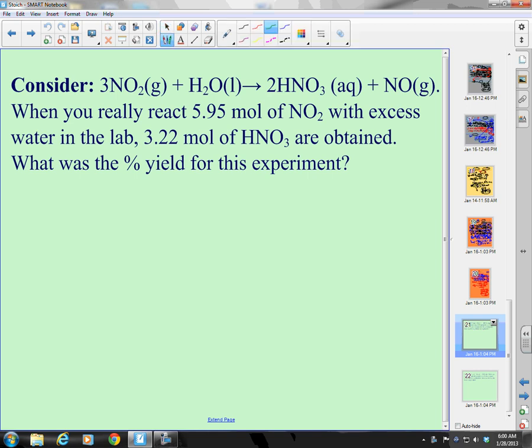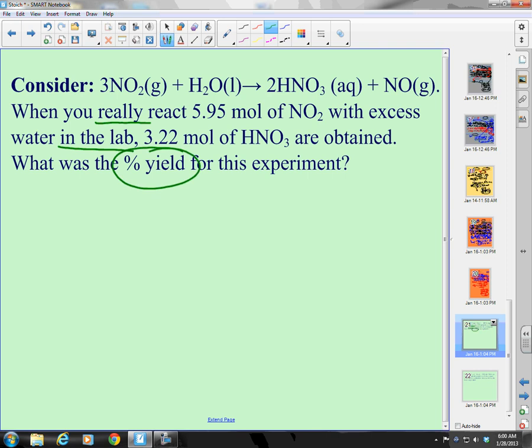Let's consider three molecules of nitrogen dioxide plus water, yielding two molecules of nitric acid and one molecule of nitrogen monoxide, right? Or 3 moles, 1 mole, 2 moles, 1 mole. Good. React 5.95 moles of nitrogen dioxide with excess water in the lab. In the lab, 3.22 moles of nitric acid are obtained. What is the percent yield?